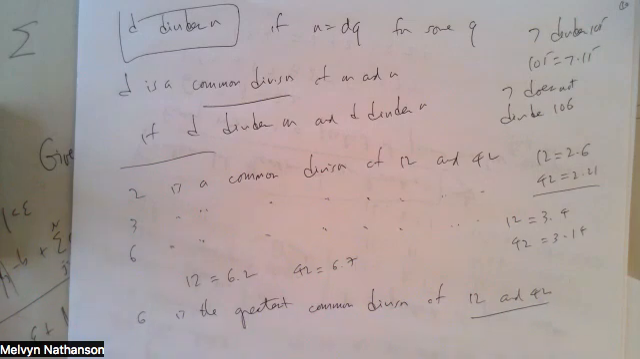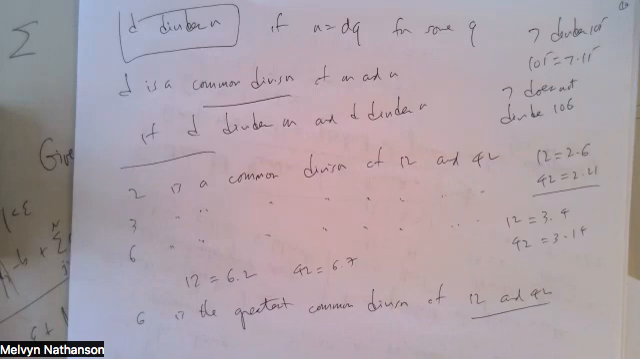So if you look at all the numbers that divide 12 and 42, of course, every pair of numbers has a common divisor because 1 is a common divisor of it. 1 divides everything. But there might be other common divisors, and it's of interest often to look for the greatest common divisor of two numbers.